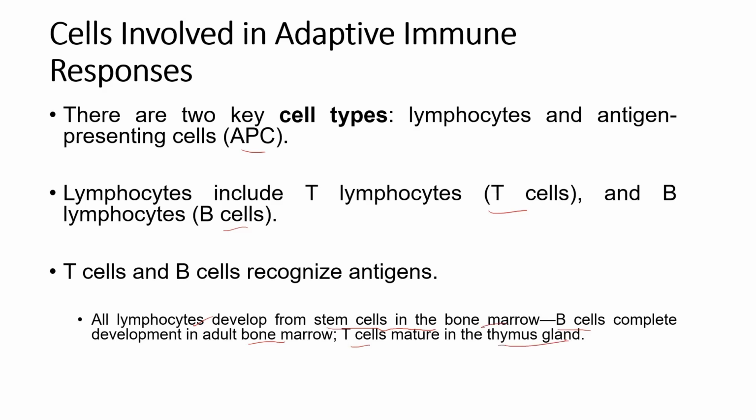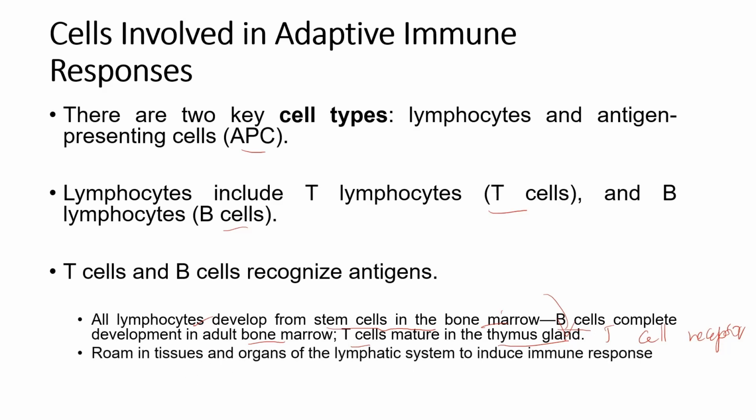What happens during their journey from the bone marrow to the thymus gland? T cells will differentiate and produce a specific protein on the cell membrane called the T cell receptor. After maturation, both lymphocytes will roam in the tissues and organs of the lymphatic system to induce an immune response if there is a pathogen. Examples of organs of the lymphatic system are the tonsils, spleen, and lymph nodes.